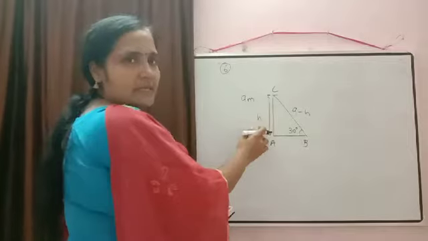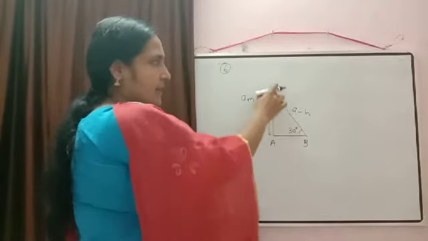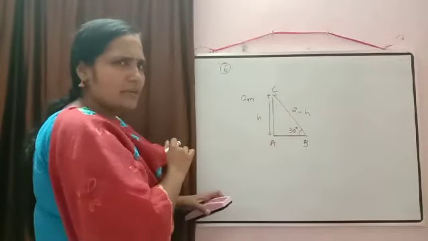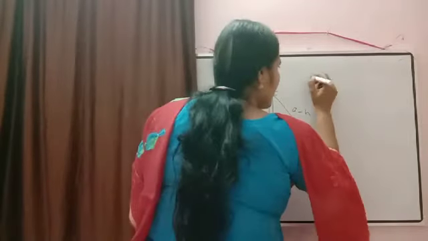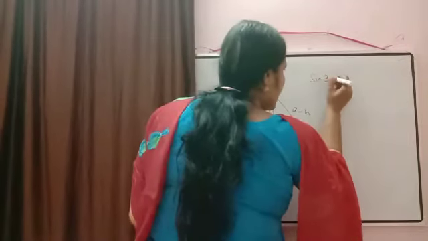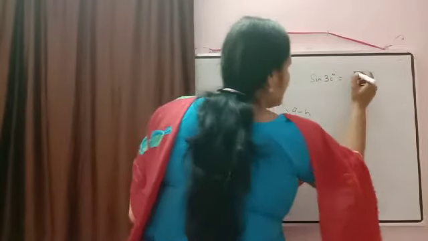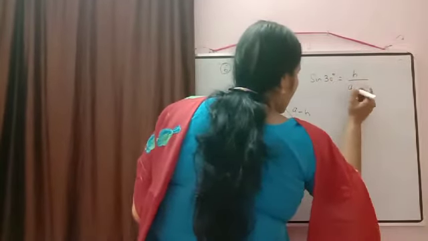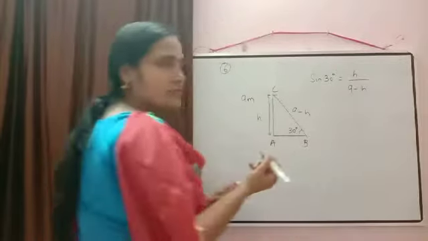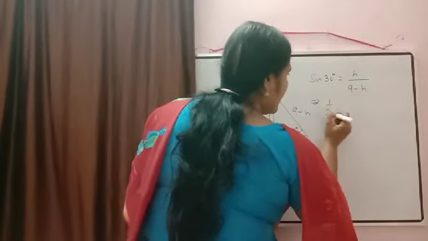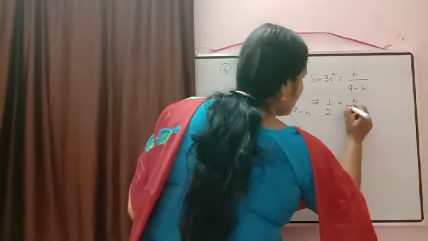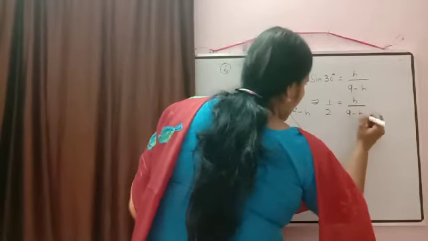Side opposite to 30 degree and hypotenuse. Which trigonometric ratio? Correct, sine. So we will write here now sine 30 degree is equal to h by 9 minus h. Now substitute the value. What is sine 30 degree? Sine 30 degree is 1 by 2, equal to h by 9 minus h.